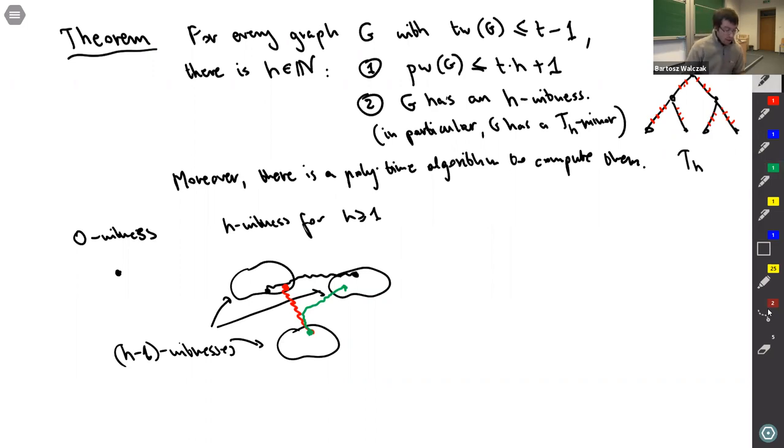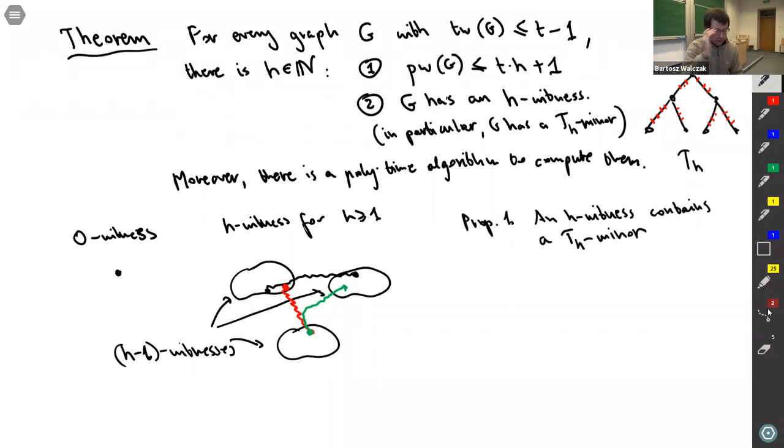Good, so let me show you two properties of these H witnesses. Property one is that an H witness contains a T_h minor or a subdivision of T_h, because for a graph of maximum degree three, this is the same, and somehow I prefer thinking about subdivisions.